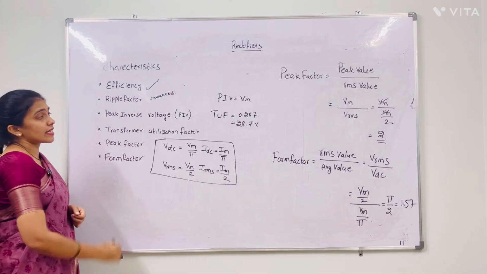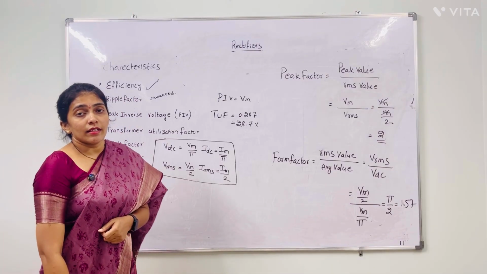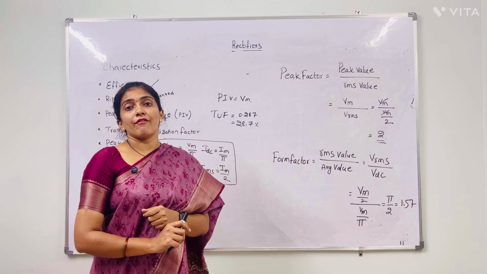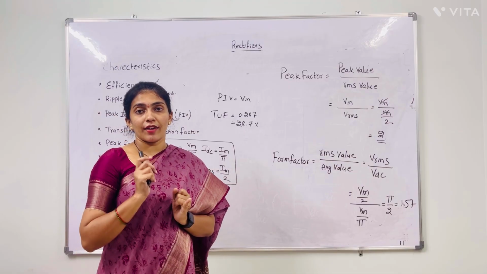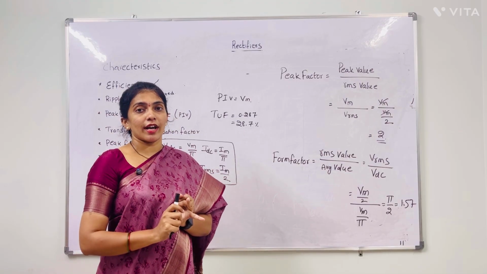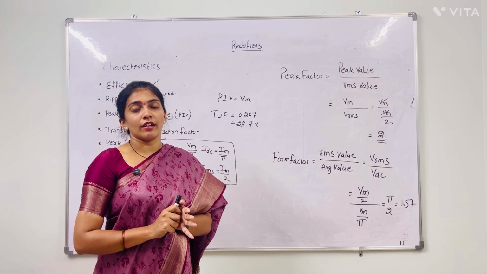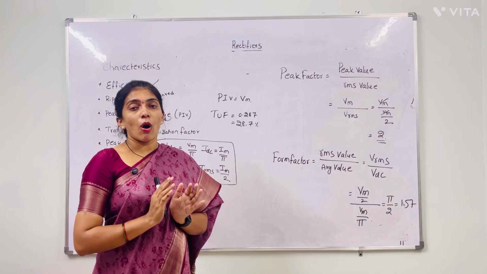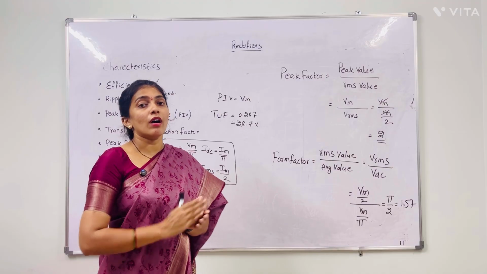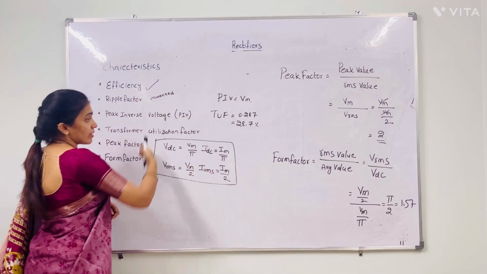So this is all about the six characteristics. You need to remember each and every value: half wave rectifier efficiency, ripple factor, TUF, form factor, peak factor. You should remember all the values and formulas.